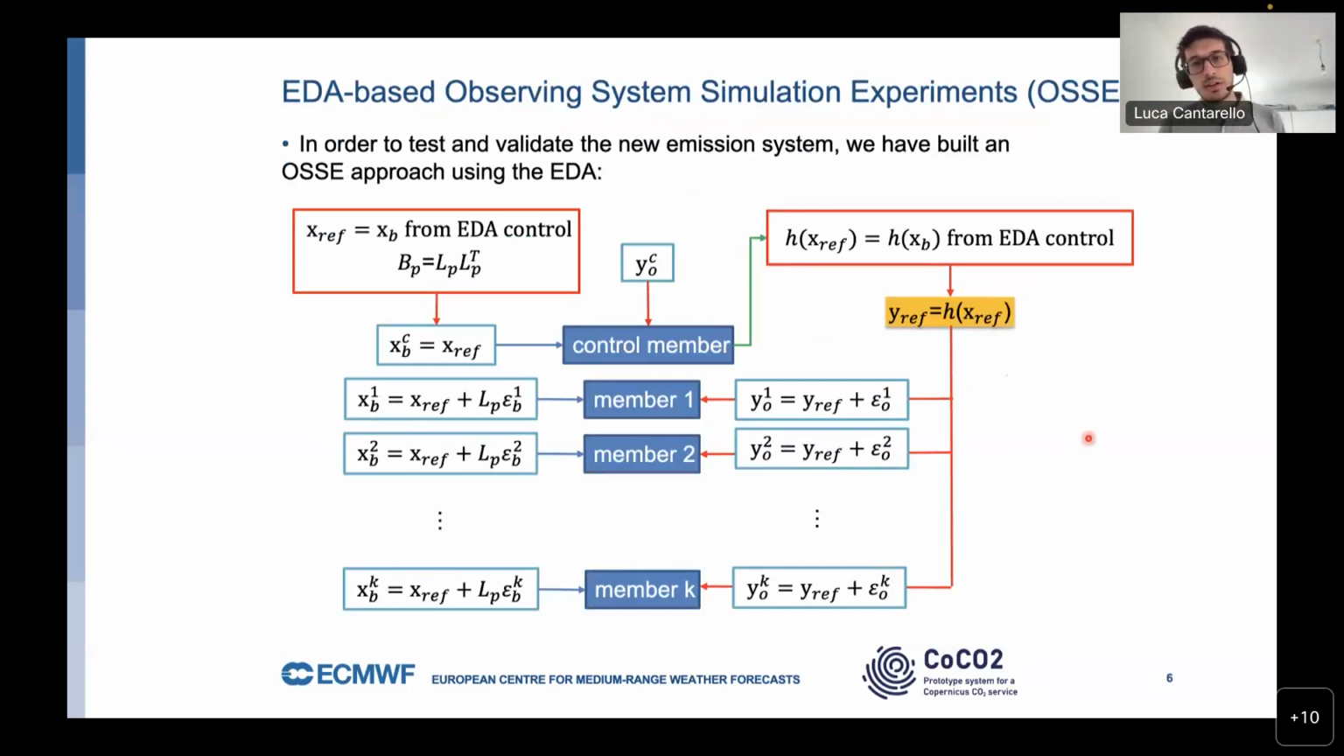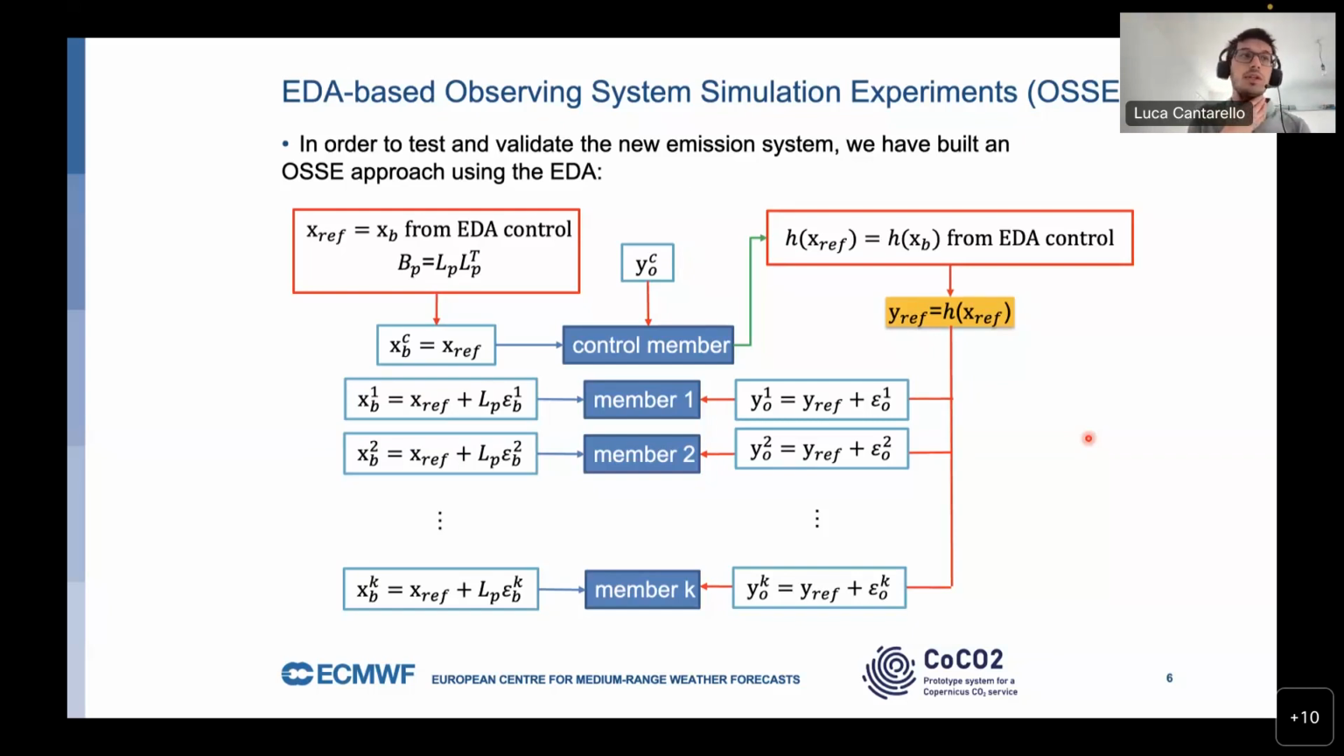The EDA has allowed us to develop a way to validate, or at least check, that the system is working, and also to do some tests in a controlled environment. So we have developed this EDA, which we are using for some experiments and simulations. We have developed these OSSEs, observing system simulation experiments, which are based on the EDA.